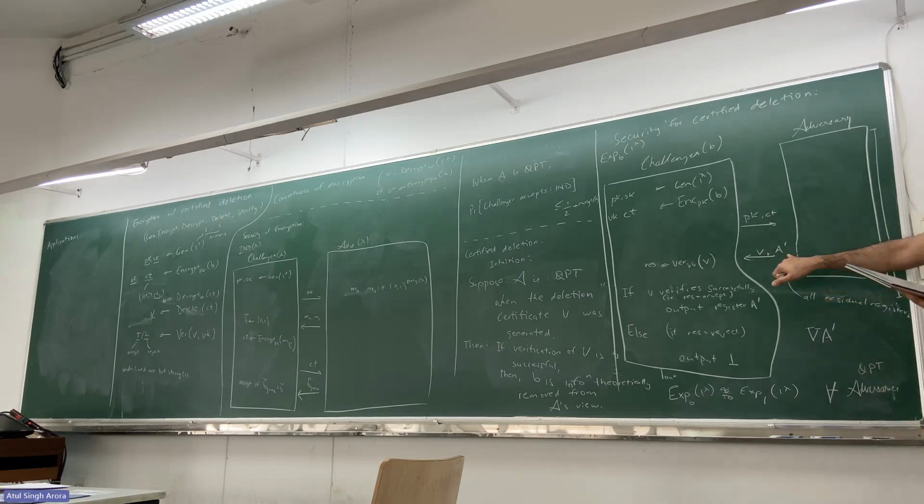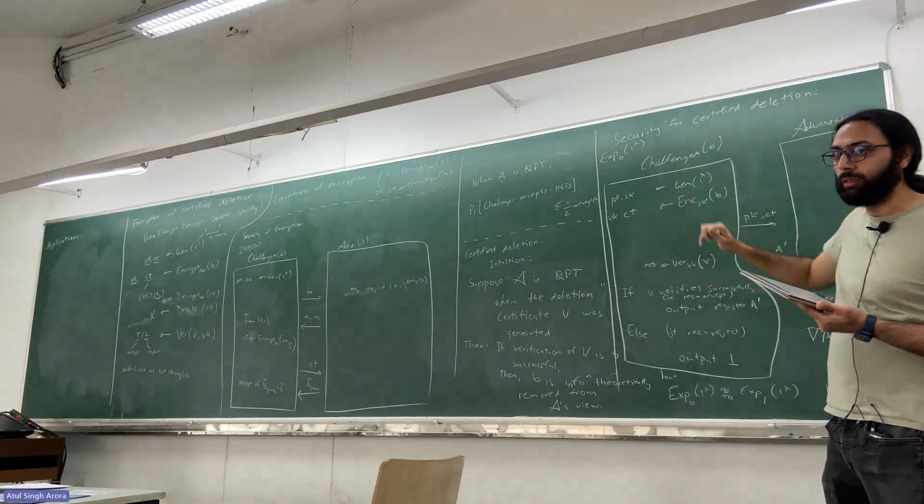And I should also clarify that A prime can depend on the ciphertext. For example, imagine that the first bit of the ciphertext is a random bit which is completely uncorrelated to the message. I just put it there for no reason. Then obviously I can copy that into A prime. So the key thing is that it has to be independent of little b.